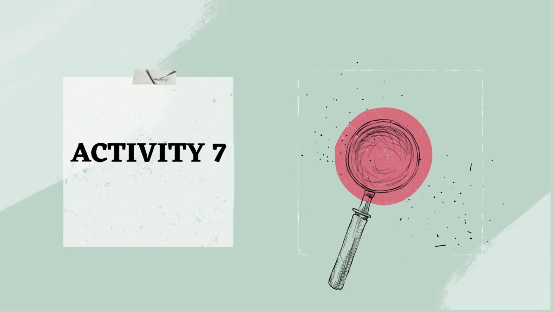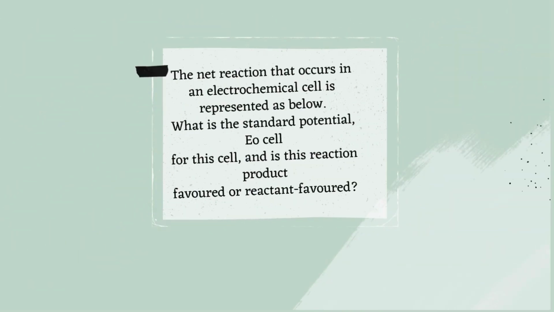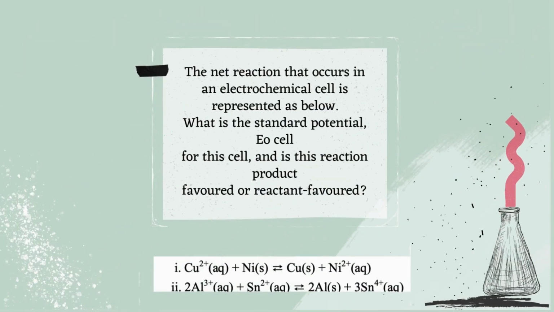Now I will present the standard cell potential and reaction favorability for two electrochemical reactions which are included in Activity 7. Let's look at the question given. The net reaction that occurs in an electrochemical cell is represented as below. What is the standard potential for this cell? And is this reaction product favored or reactant favored?